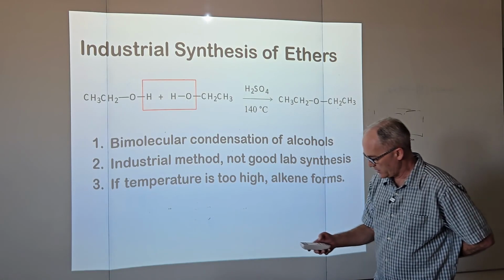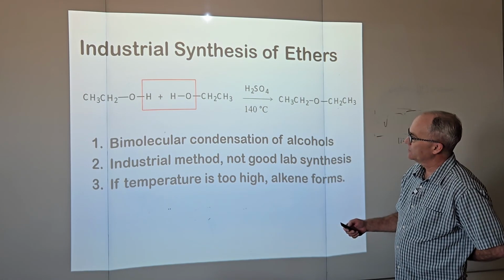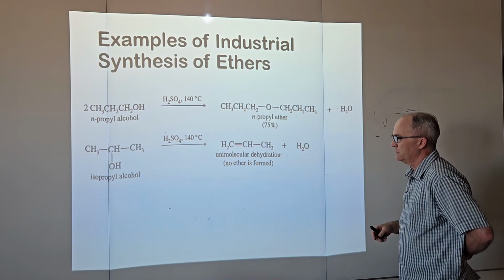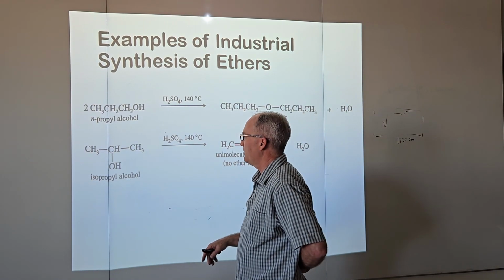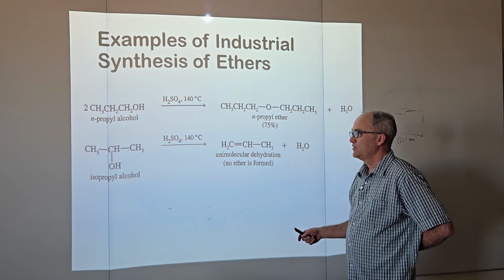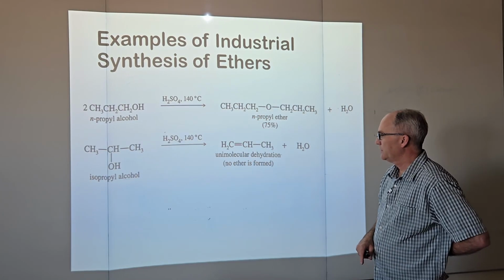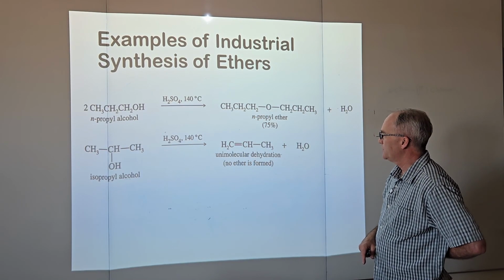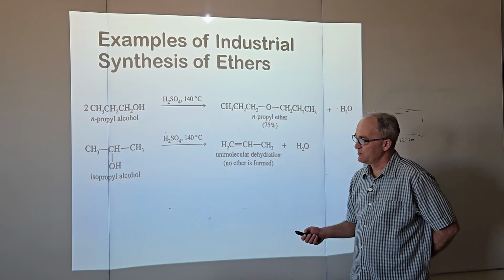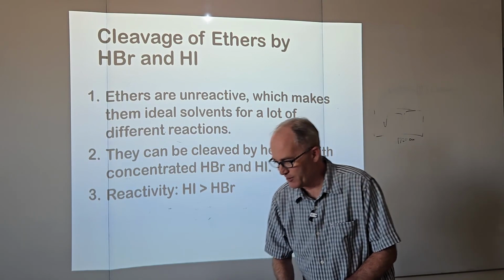But in industry, they can recycle any ethene that would get formed. So here's n-propyl ether, 75% yield. Here's isopropyl alcohol, and we get that acid catalyzed dehydration of an alcohol to an alkene. Unimolecular dehydration, no ether is formed. Of course, it'd be interesting to come up with reasons why this probably occurs. We don't care. We want to move on.